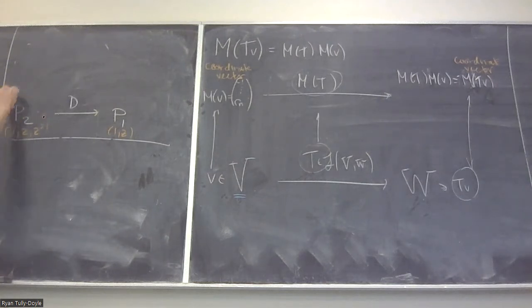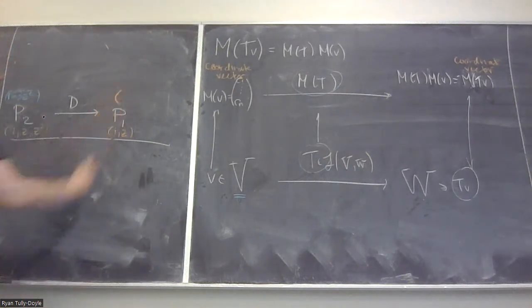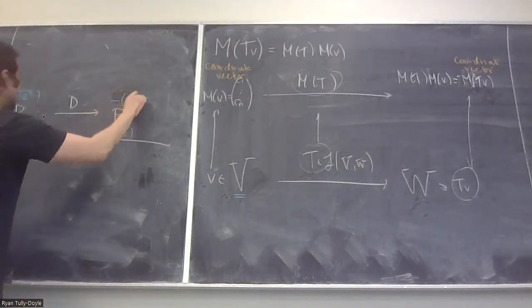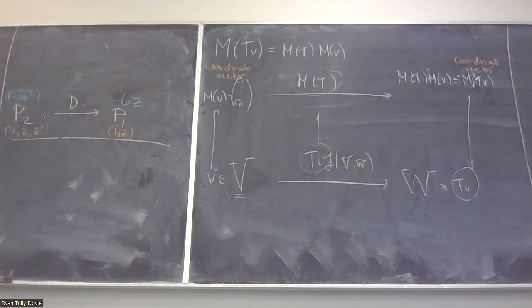So let's just pick a function here, how about 1 minus 3z squared. That's a function in P2, right? Degree 2 polynomial or less. What does D do to it? What comes out? If you put in 1 minus 3z squared, you take the derivative. Oh, y'all forgot all your calculus. Minus 6z. Right? Hope everyone's okay with that.